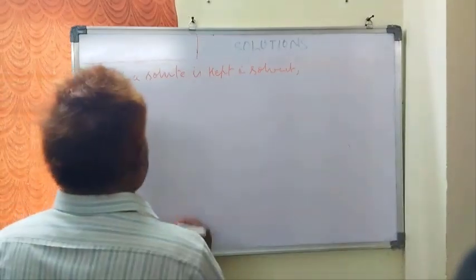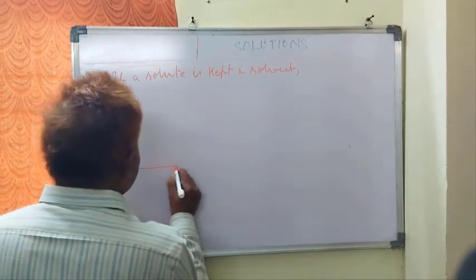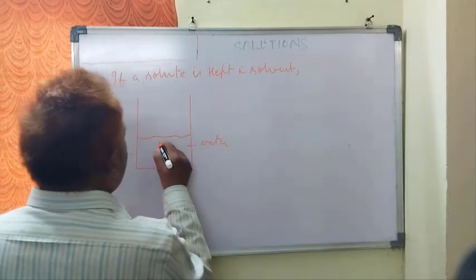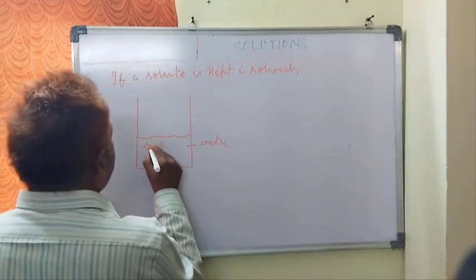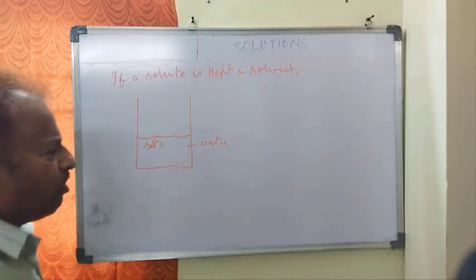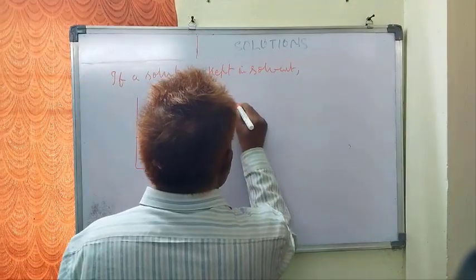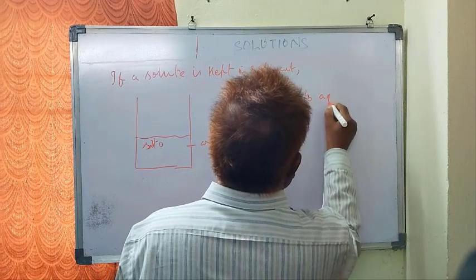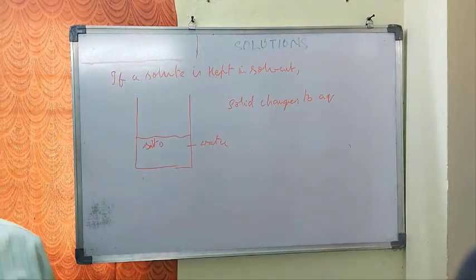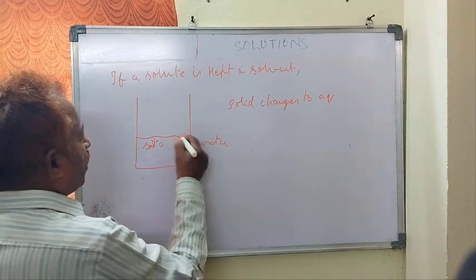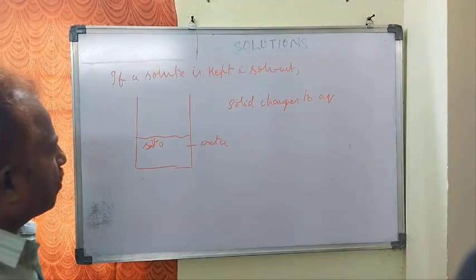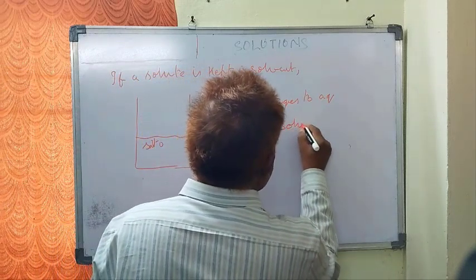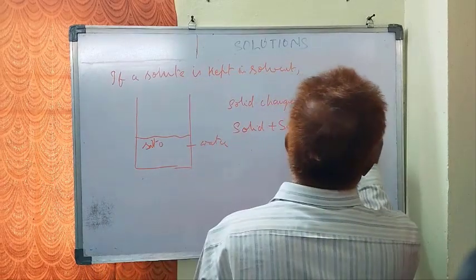Now here is a beaker with water. Let us keep a speck of salt. This salt dissolves in water, so solid changes to aqueous form. Now what happens if we keep some more salt? That also dissolves. So here, solid plus solvent becomes solution.